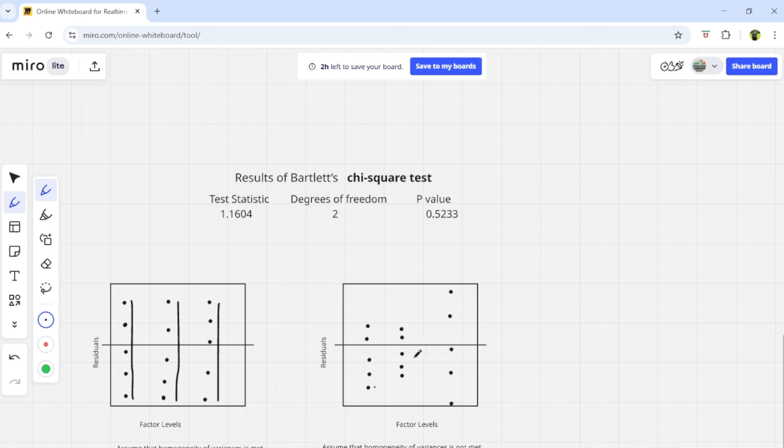Now, if it's something like this, you're going to draw the lines as well, one for each group. If you look at these three lines, they are all different. They are not equal. So now, in this case, you're going to say we assume that homogeneity of variances is not met. We assume that the variances are not homogeneous. So this is when they ask you about the graph, only about the graph.